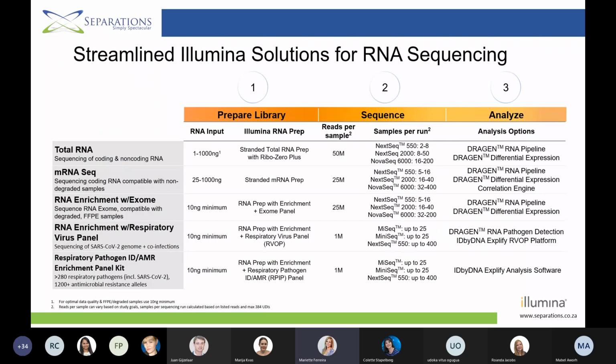So this is just a broad summary of the kits that we've mentioned. I'm not going to go into too much detail, but it basically gives you the RNA input amounts, the different kits that you can use, the reads per sample that we recommend, and then how many samples you can add, let's say on the NextSeq 550, the NextSeq 2000, and the NovaSeq, and then some of the analysis options available on DRAGEN, which is available on BaseSpace Sequence Hub.